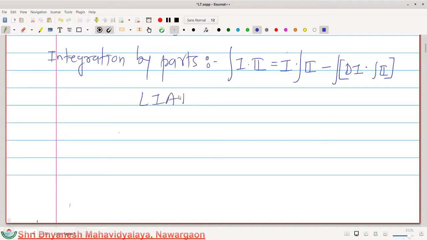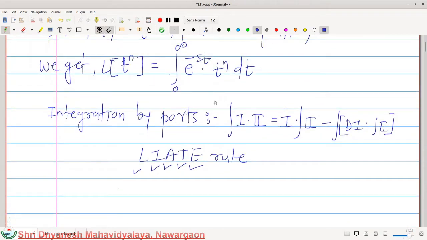LIATE rule. L stands for logarithmic function, I stands for inverse function, A stands for algebraic function, T stands for trigonometric function, and E stands for exponential function. As you can see in this equation, there are two functions. One is exponential function and other is algebraic function. So this must be the first function we are going to treat, and this as a second function. Okay, so let us integrate this.